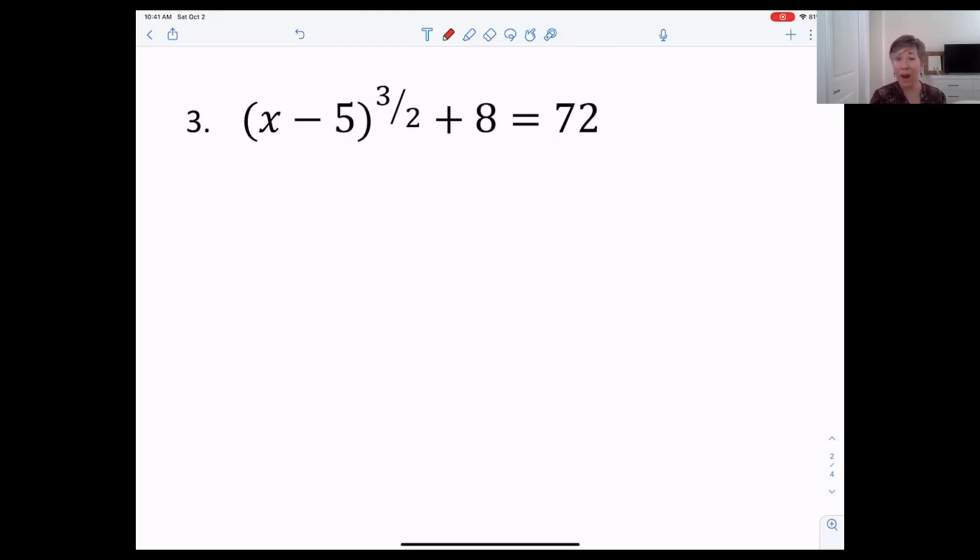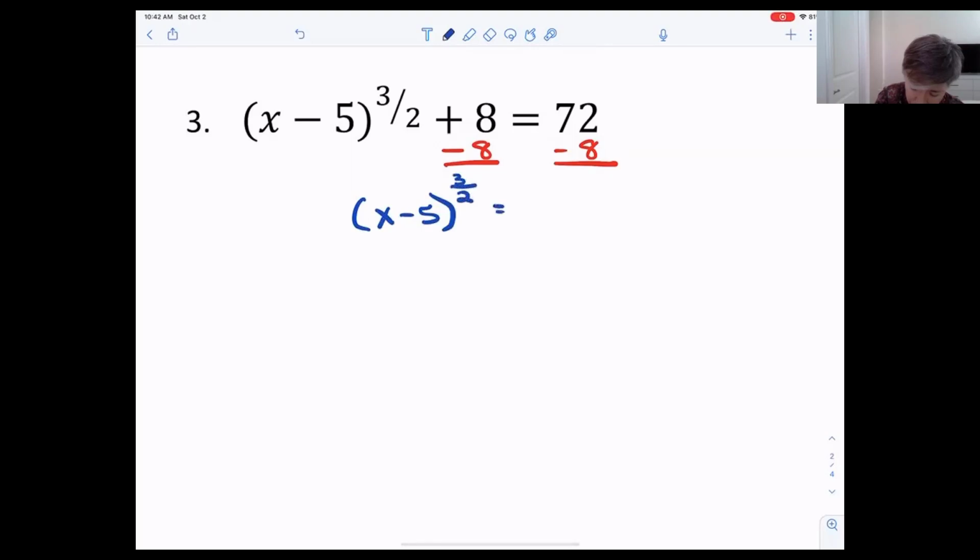So just like with radicals, you want to isolate them in order to get rid of them. We're going to do the same thing here. We subtract 8 from both sides. That's going to leave us with the quantity x minus 5 to the 3/2 equals 64.